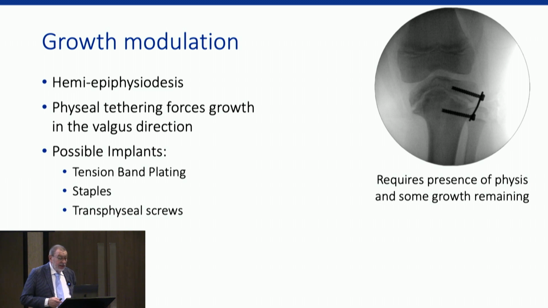Growth modulation is not only tension band plating. Let's start with hemiepiphysiodesis, but then you need to be sure, of course, that there is some growth remaining, that a growth plate is present, and there is something to do the growth with. But there's also another thing. Sometimes we put the 8 plate or whatever tension band plate not to correct deformity, but just to stop progression until we can get a more favorable time to do something more difficult.